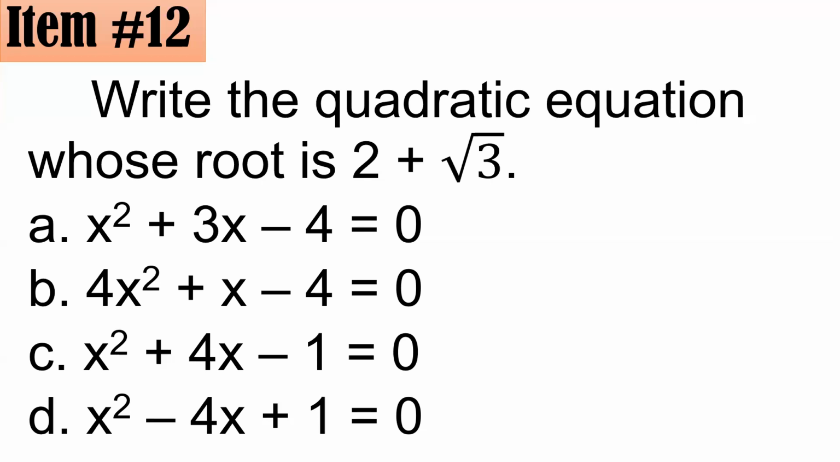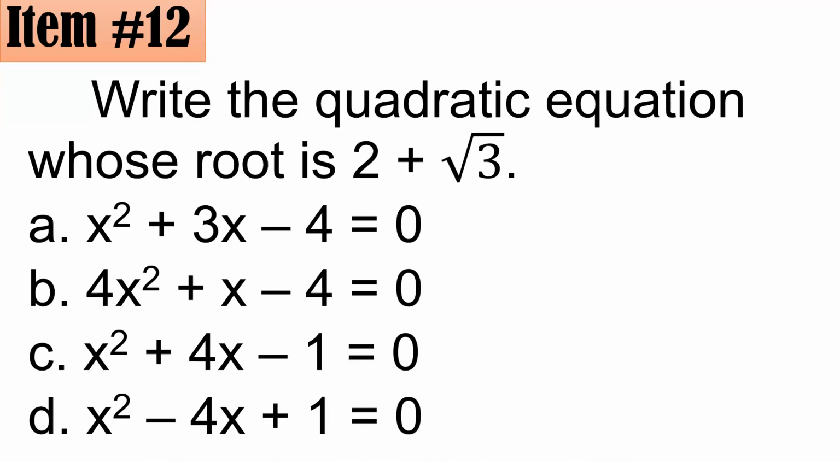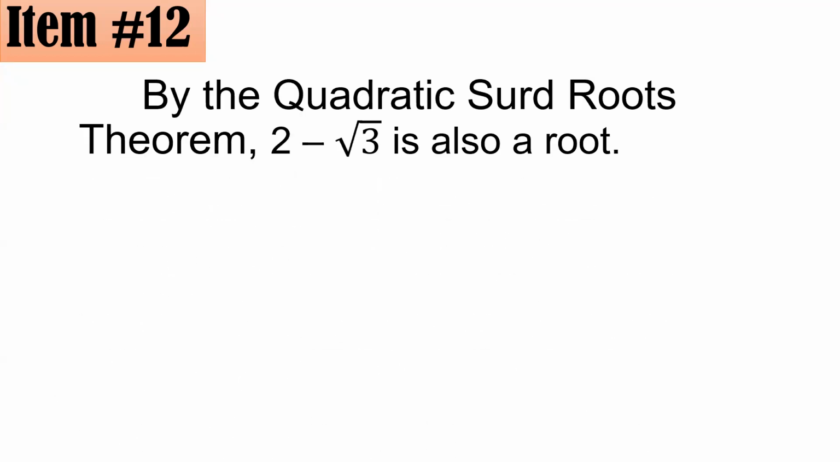Let's see. Tandaan po natin na meron po tayong tinatawag na quadratic surds theorem. Sabi po ng quadratic surds theorem, that is, if A plus square root of B, where B is an irrational number, is a root, meaning yung A minus square root of B ay dapat root din. In other words, if 2 plus square root of 3 is a root, it also follows that 2 minus square root of 3 is also a root.